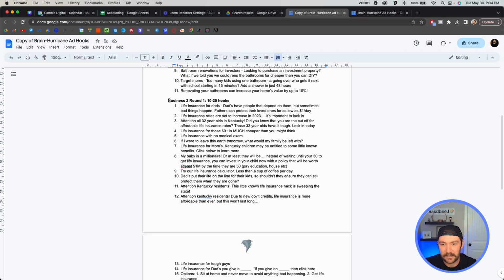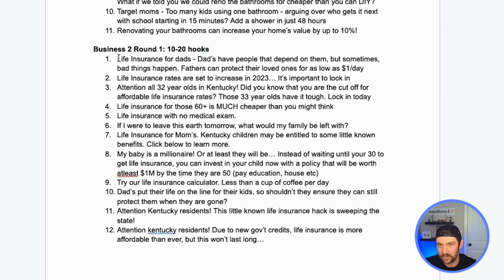Essentially the first 10 to 20 hooks you write is just me vomiting onto the page. I'm going to think about as many weird combos of things as I can. So for example, life insurance for dad: dads have people that depend on them, but sometimes bad things happen. Fathers can protect their loved ones for as low as $1 per day. Pretty generic. Life insurance rates are set to increase, important to lock in. Something very specific. I've run ads like this where it's like, attention all 32-year-olds in Kentucky. Or I'll do, if you're in your 30s, you better check this out below. Try and get people's attention.